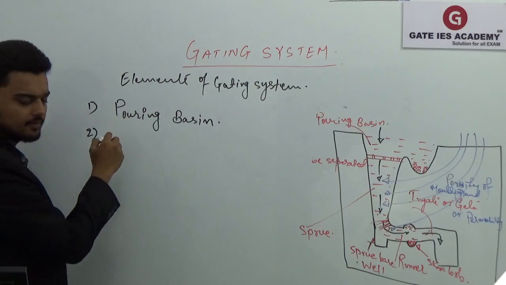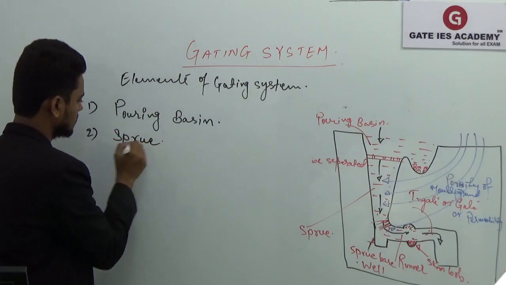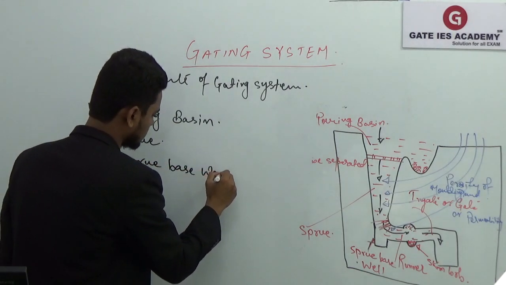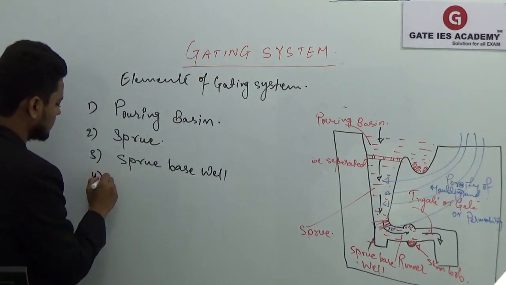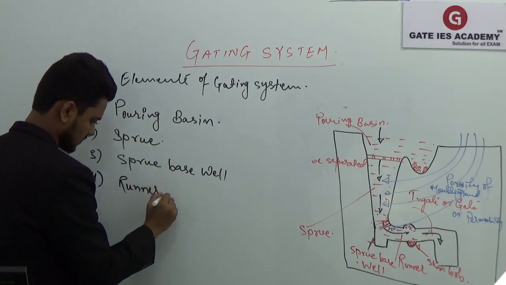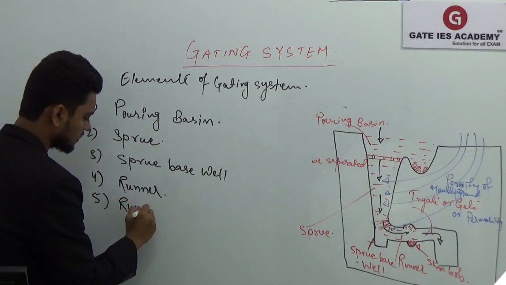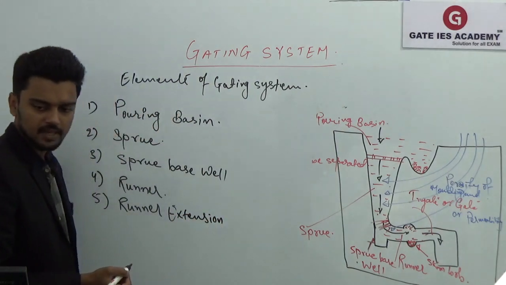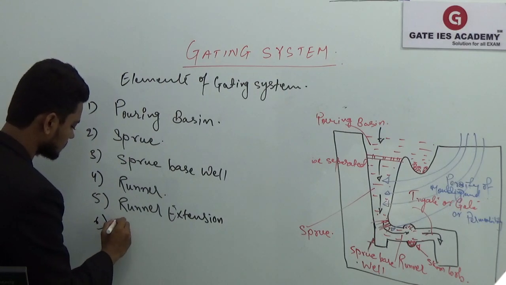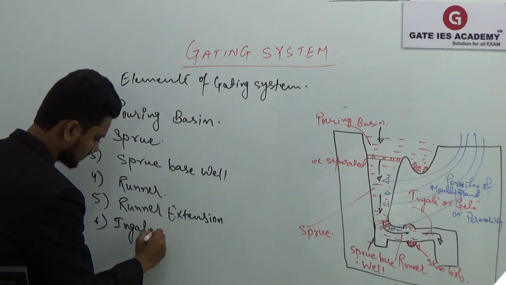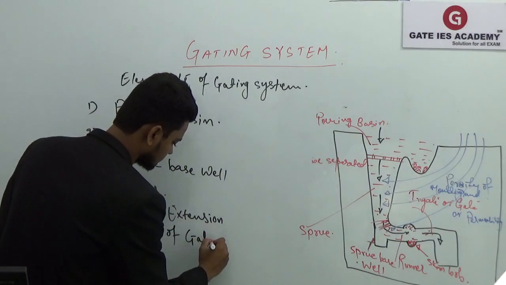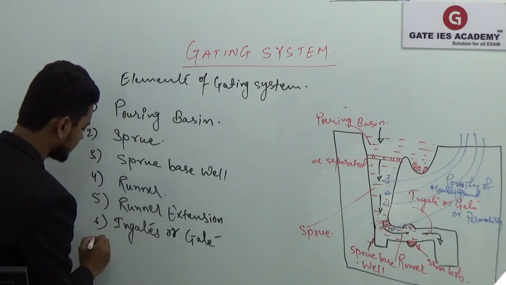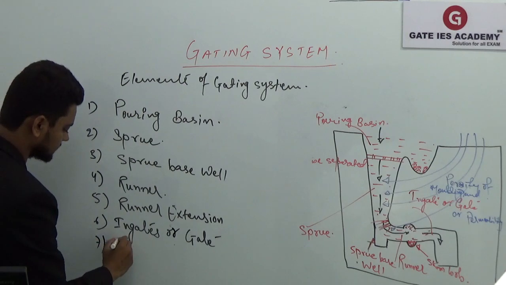The second element we have is the sprue. The third element is the sprue base well. Next we have the runner. The fifth element we have is the runner extension. Then we have ingates, or gates. And the seventh is the riser.